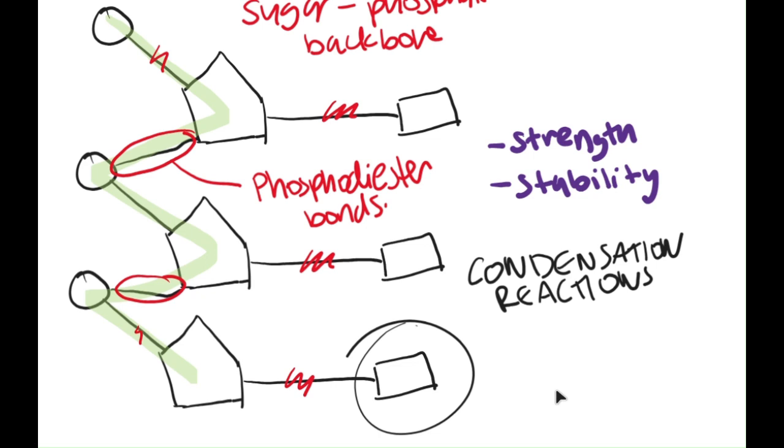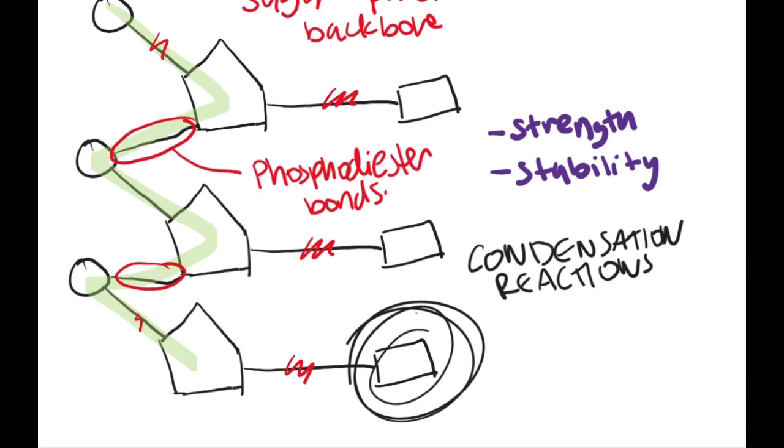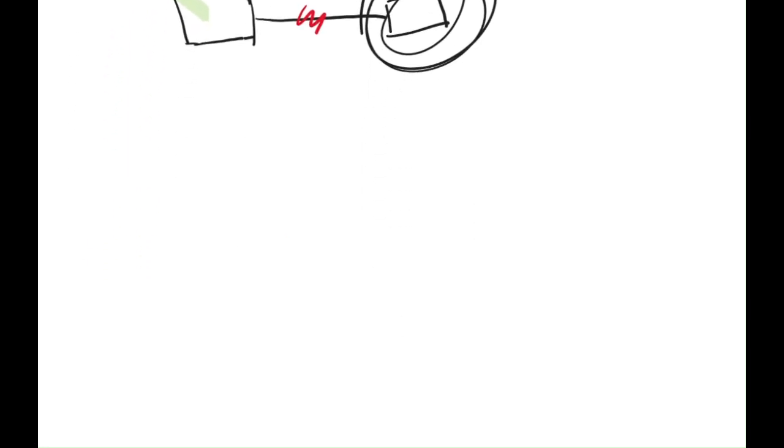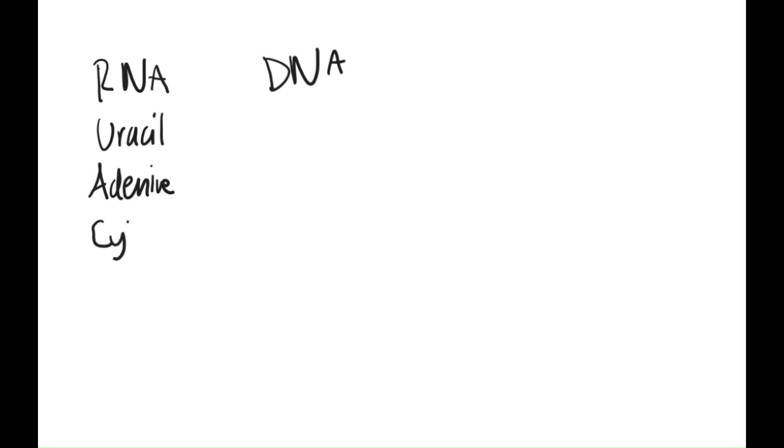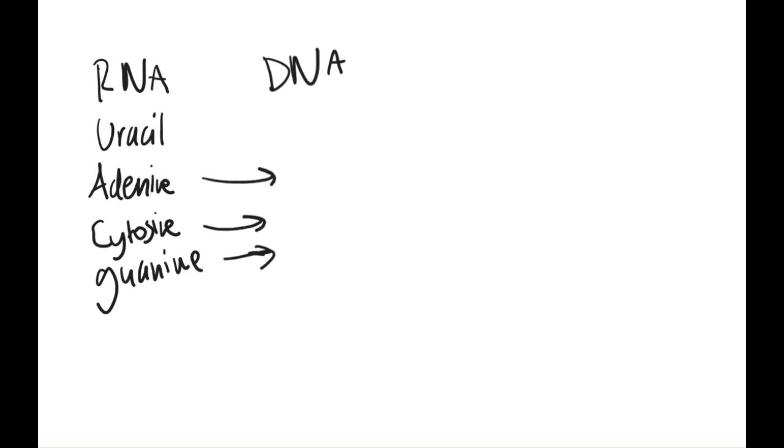Now we're going to go over in more detail the specific bases, these nitrogenous bases, and how they form the code of genetic information. Let's go over the specific details. So as we know, there's RNA and there's DNA, and these are the bases they have. RNA has uracil, adenine, cytosine, and guanine. DNA has all of these, except instead of uracil, it has something called thymine.